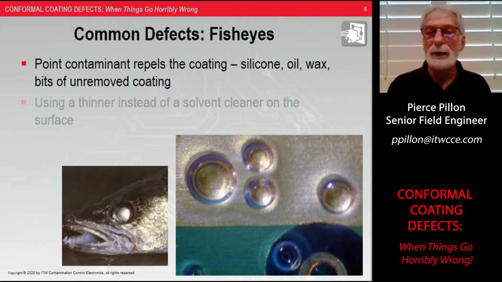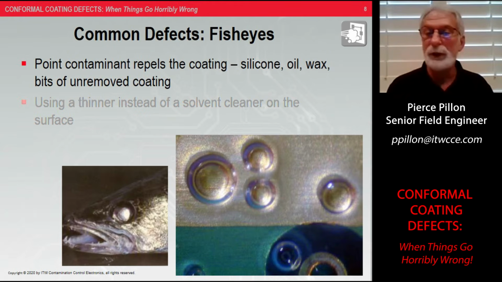Fish eyes, by and large, are a point contaminant issue. And when I say a point contaminant, it could be a little spot of silicone, a little spot of oil, wax, possibly some unremoved or flaked coating if you've got a rework area going on. What that does is as that coating goes over that little point contaminant, it raises up and it repels from that contaminant, and it forms this, it's almost like a bubble. It's actually a bulge, if you will.